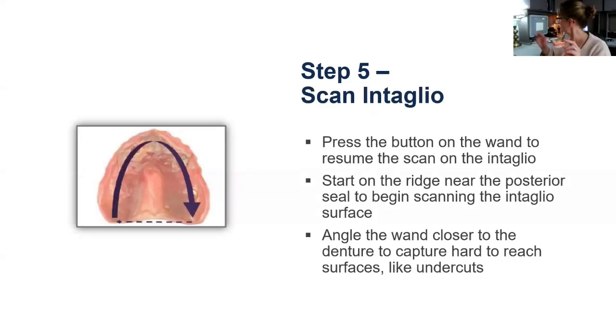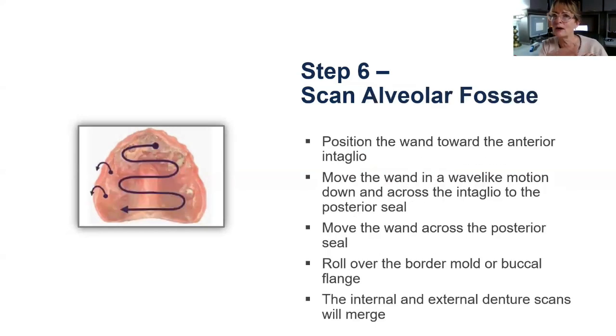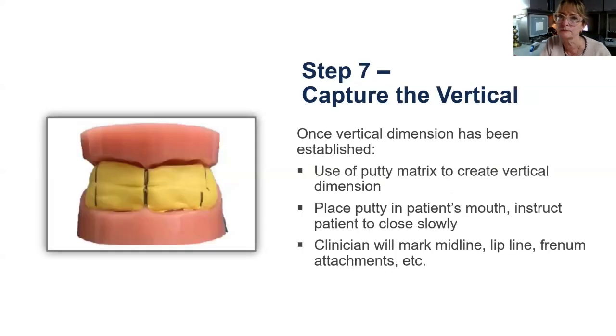Then you are going to take the scanner head and wrap it over to the intaglio and take the wand and turn it off. That's going to allow the processing to occur a little bit. Then you're going to start up again right where you left off. If you're a user of iTero, you know that it needs to see something it has previously scanned to begin stitching that virtual model together. And then last is going to be to capture vertical.